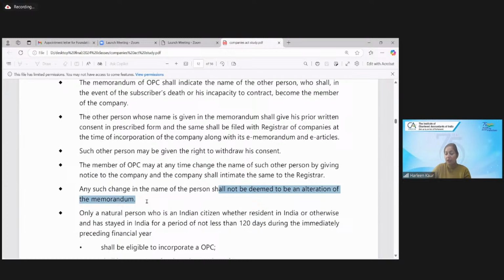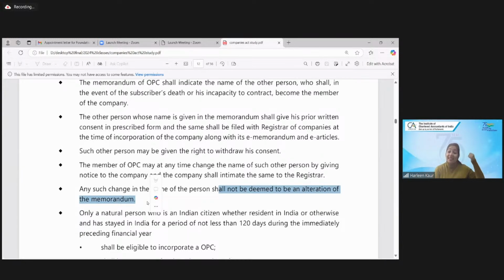Now, what is the memorandum of association? What is the meaning of memorandum? Memorandum is the charter of the company. It is the main document which contains all the details about what kind of business we are doing, what is our name, what is our liability. Everything is mentioned in the memorandum.